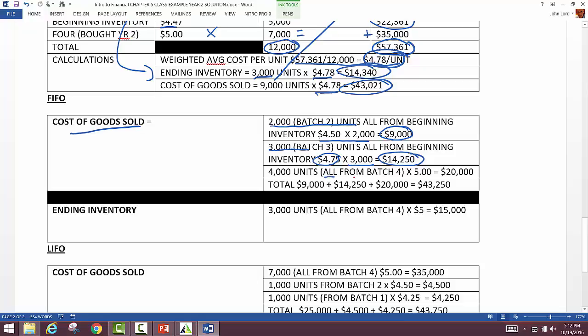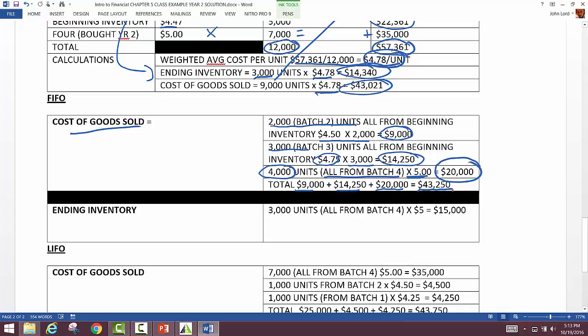We pick up 4,000 units from batch 4, and now we're assuming that they're paying $5 a piece for those. So that's going to be 20,000 for that. So we add those 3 together: the 9,000 from batch 2, the 14,250 from batch 3, the 20,000 from batch 4, and that gives me a cost of goods sold of 43,250.